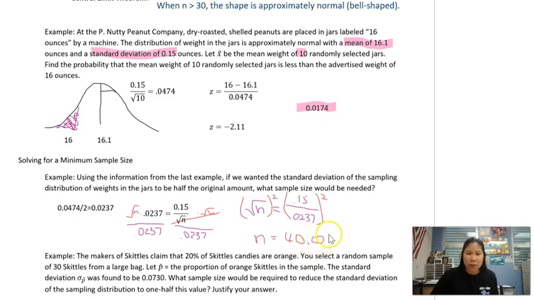But remember, this is a sample size. In a sample size, we're talking about how many people. We can't really have 0.06 of a person. So for these problems, we always round up to the next whole number. So even though the decimal is 0.06, it's such a small decimal, we're still rounding up to the next whole number of 41. So 41 is the sample size I need as my final answer.